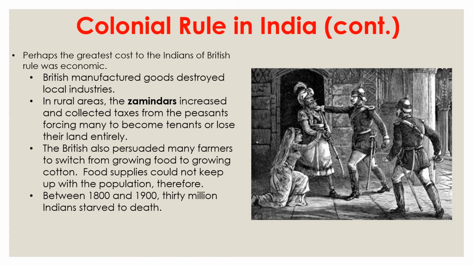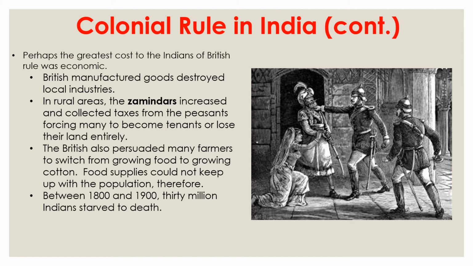Perhaps the greatest cost to the Indians of the British rule was economic. The British manufactured goods ultimately destroyed the local industries and the local manufactured goods. In rural areas, the zamindars increased and collected taxes from the peasants, forcing many to become tenant farmers or to lose their land entirely. So the zamindars were the officials under British control that would be their tax collectors, if you will. The British also insisted that what was being planted would be for the benefit of the British.